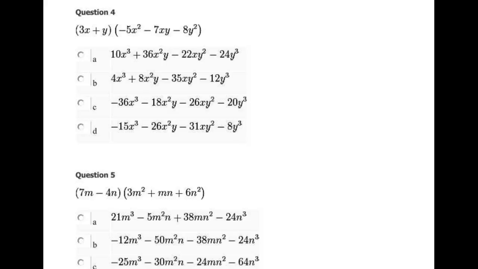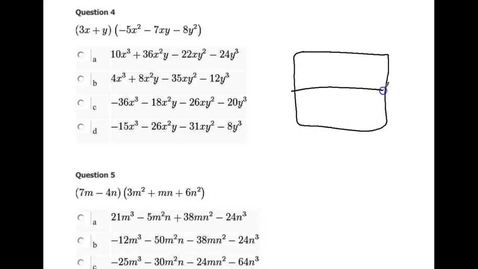Okay, so let's practice a little bit more multiplying polynomials using the box. So look at question number 4. We have 2 by 3. So we need a box that has, again, 2 by 3. Okay, so 3x plus y, that's my first parenthesis. My second parenthesis is negative 5x squared minus 7xy minus 8y squared. Okay, let's practice to multiply.